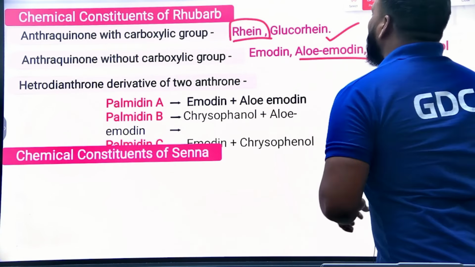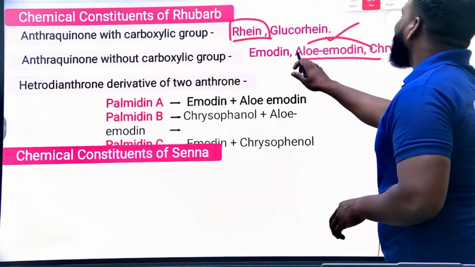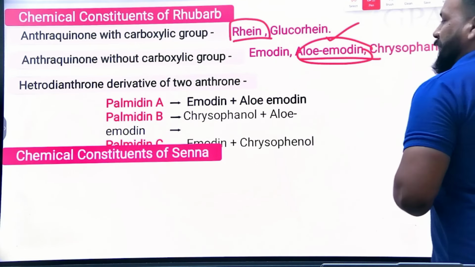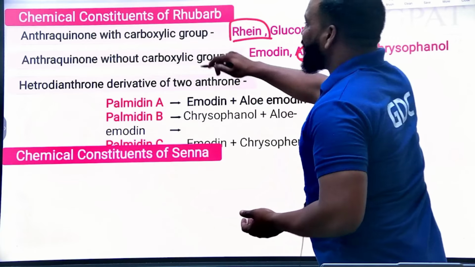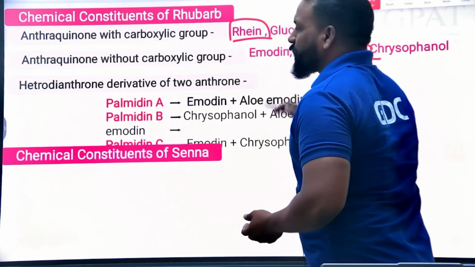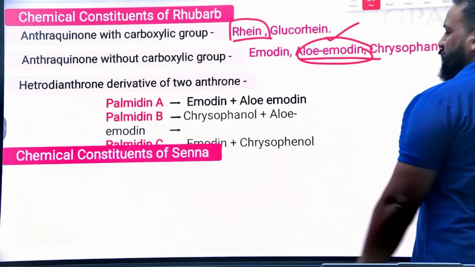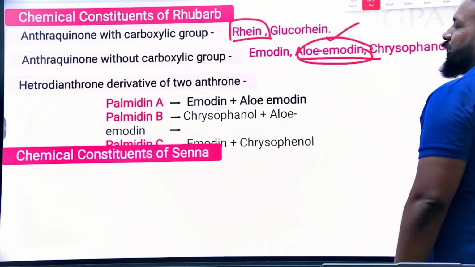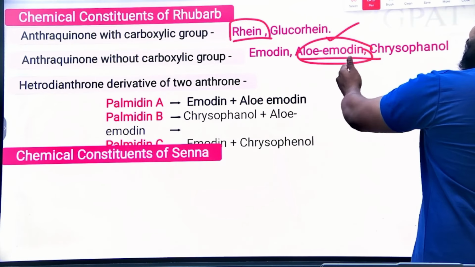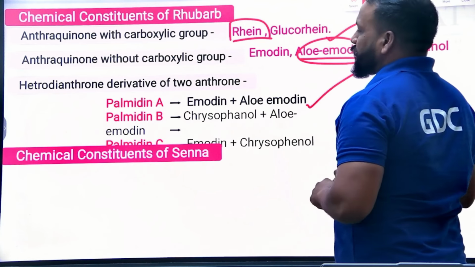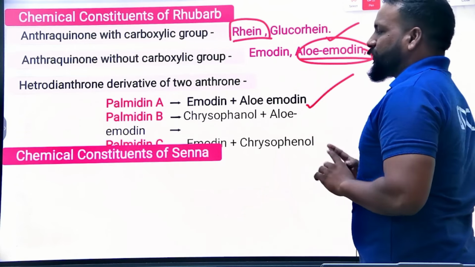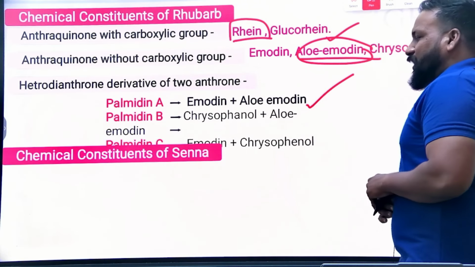In rhubarb also, what do they contain? Sennoside and rhein. So after that, what do they contain? Anthraquinone with carboxylic acid and without carboxylic acid, and these are all the chemical constituents of rhubarb. They have rhein, sennoside, chrysoquinone, emodin. So these are the two combinations that you have.